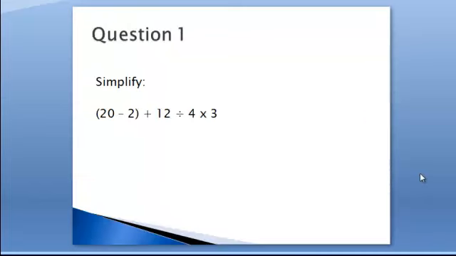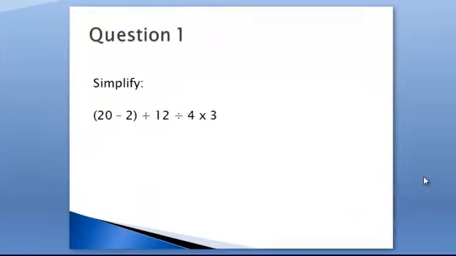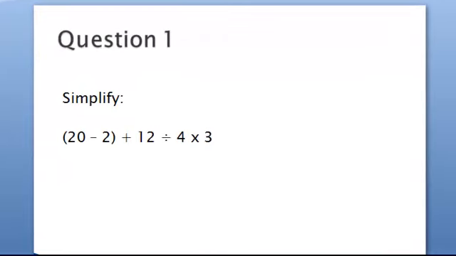Question 1. Question 1 asks us to simplify 20 minus 2, that's in brackets, plus 12 divided by 4 multiplied by 3. Now in approaching arithmetic operations, the rule of thumb is to firstly recall the acronym that states how we should approach it. That acronym is BOMDAS. So let's look at the solution.